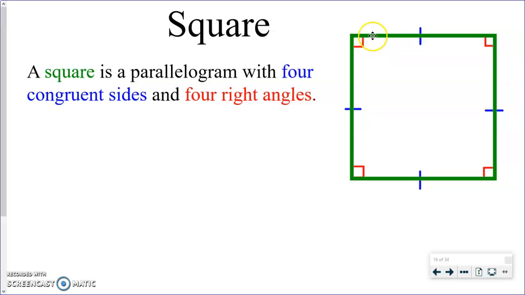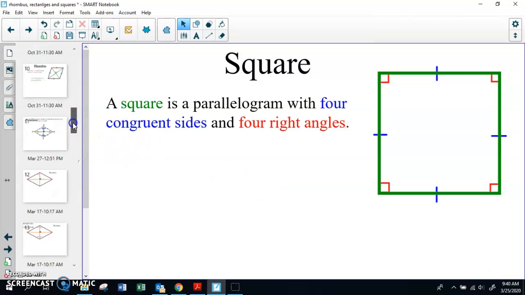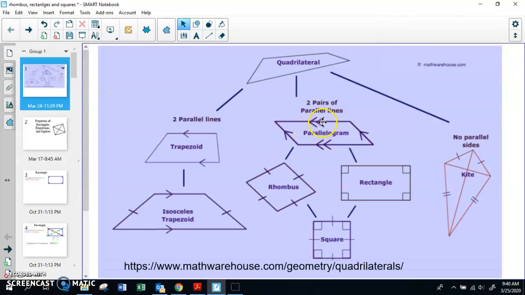Then a square, it is a parallelogram with four congruent sides, and it also has four congruent angles. And if we look back at that first slide, this little tree diagram here, you can see that a square is a type of rhombus. It's also a type of rectangle. It's a rhombus because it has four congruent sides. It's a rectangle because it has four congruent angles.